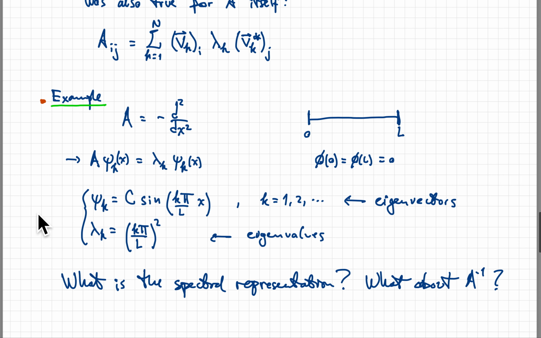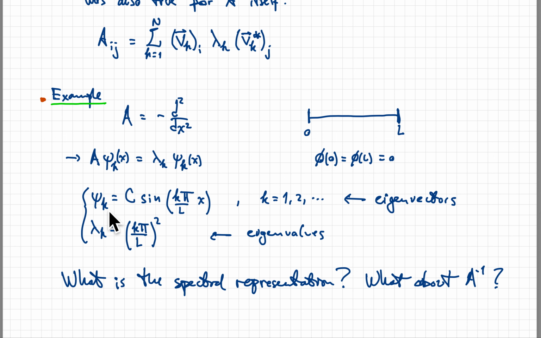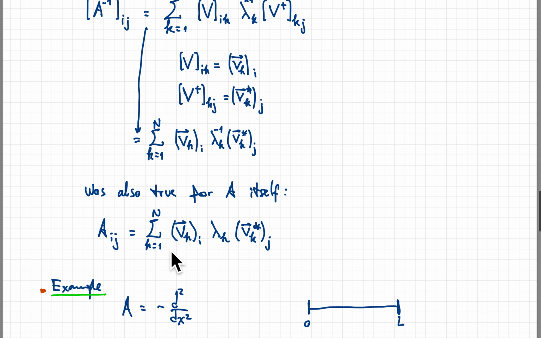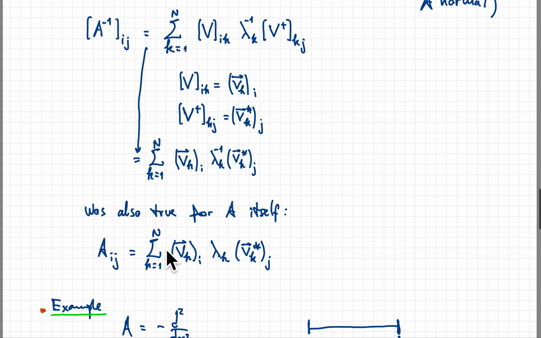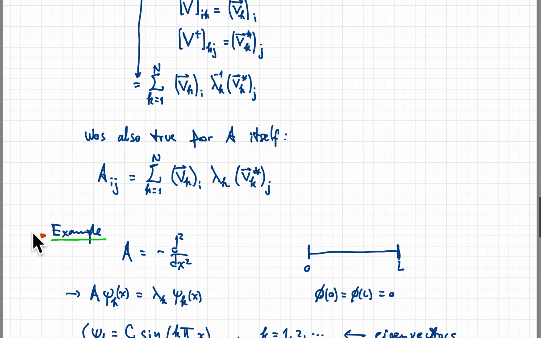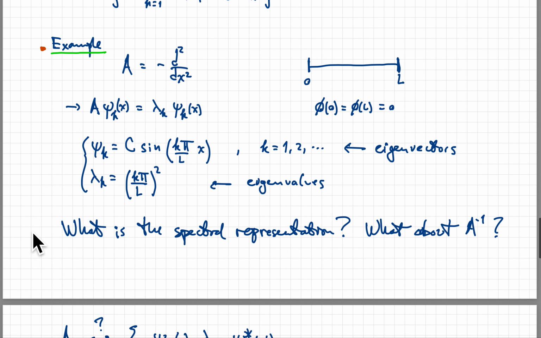So what is the spectral representation? Now that we have the eigenvectors and the eigenvalues, what is the spectral representation of A? And what about A inverse? That's interesting, because in these two expressions, we use the eigenvectors and the eigenvalues to decompose A and A inverse with lambda and with lambda inverse in a very nice way. But these are matrices. So how is this a matrix? We're going to try to answer that next.